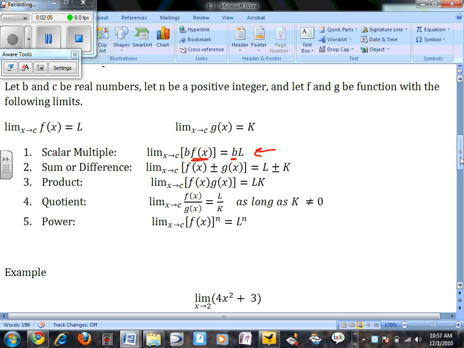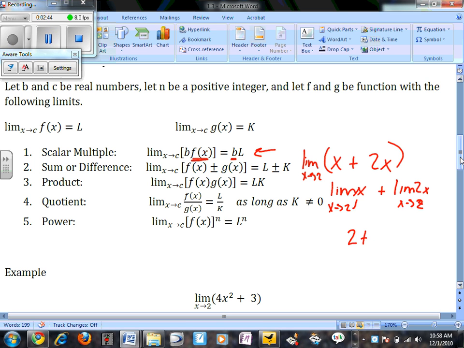Sums or differences: if I have something like x plus 2x, I can find the limit of x as it approaches some number and add the limit of 2x as x approaches that same number. Let's say x approaches 2 for both, because it's going to be the same. So they want to know the limit as x approaches 2 of this right here. We can break that down, find each individual limit, and add at the end. The limit as x approaches 2 of x is 2. The limit as x approaches 2 of 2x is 4. We get 6 for our limit. That's what the sum and difference is.